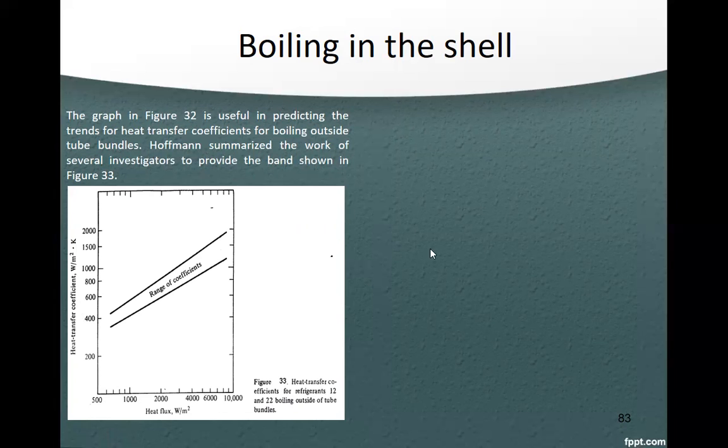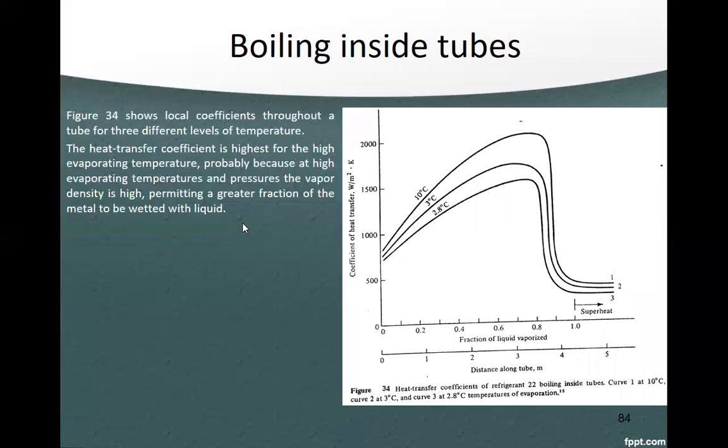Hindi natin na-discuss yung mga types of evaporators. Okay? Sa refrigerant, pero kasi mga flooded type. Okay? So, boiling inside tube, so figure 34 shows local coefficient throughout the tube for 3 different levels of temperature. So, heat transfer coefficient of refrigerant 22 boiling inside tube. So, evaporator, di ba, nag-evaporate siya. That is part of boiling.